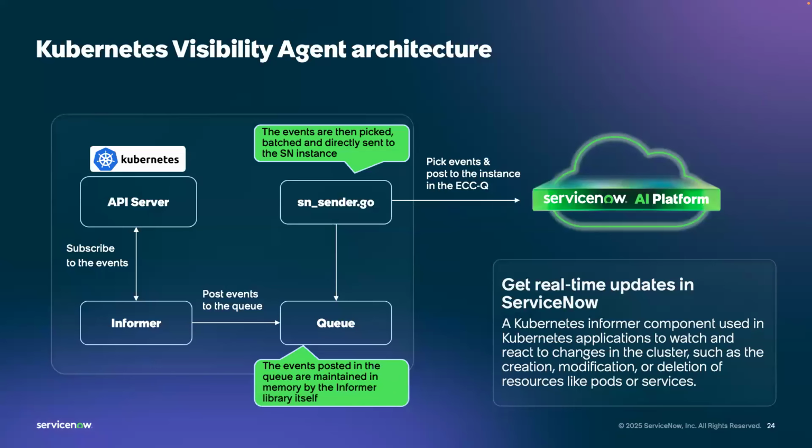And when we think about just the architecture, right? We've got the informer, the microservice that's tapping into the API server. It's subscribing to admin type events inside that cluster, sending it to a queue, and then we've got another microservice, the sender, which is making API calls to the platform and updating the ServiceNow CMDB for that Kubernetes cluster near real time.